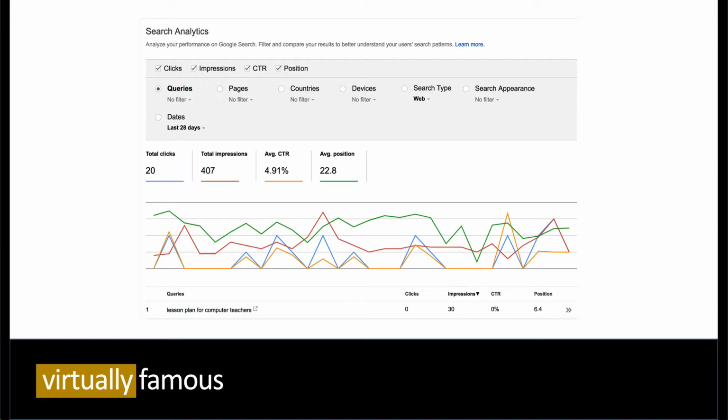Now, people are kind of like, what's impressions? Well, an impression means that your website came up in the Google search for a particular term. It doesn't mean you're in first place. You can be in the top 100 and still come up as an impression.